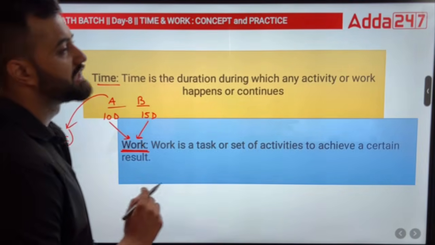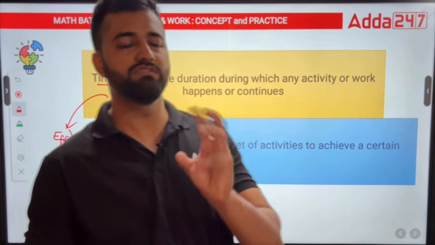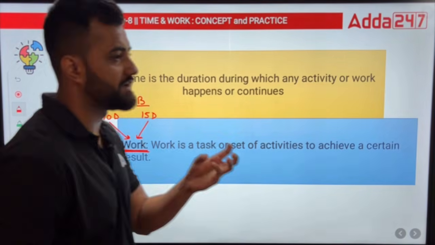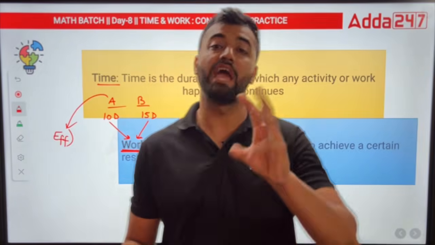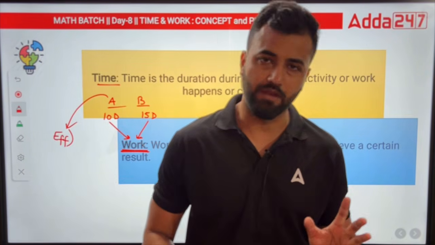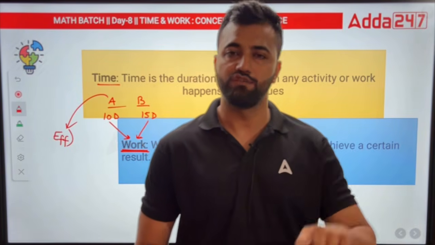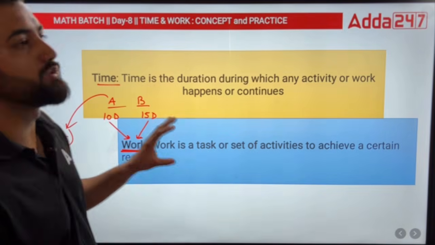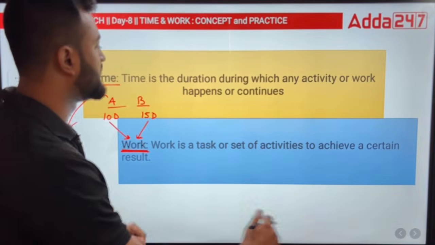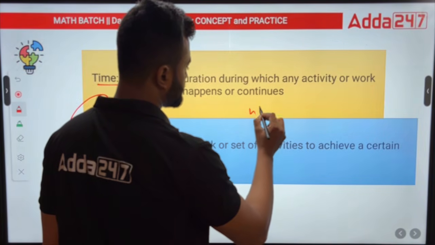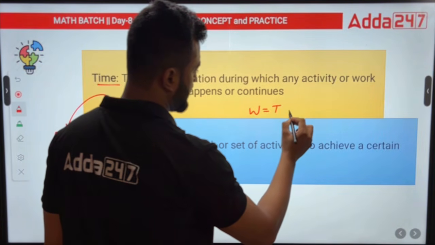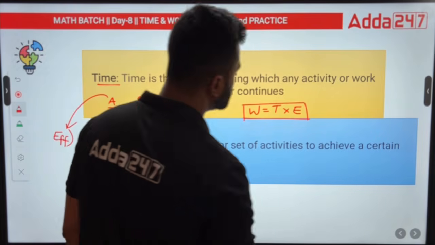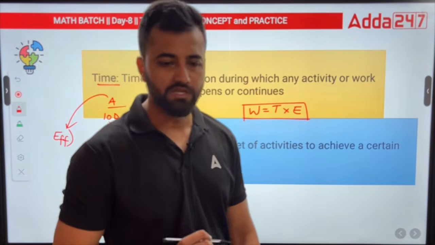Even later on, you'll see time and wages as well. In wages also, when we calculate wages, we always take efficiency into consideration, not the time taken. So efficiency is very, very important for us, and these three are interrelated to each other. How are they related? You can write work is equal to time into efficiency. This is the relation between work, time and efficiency.